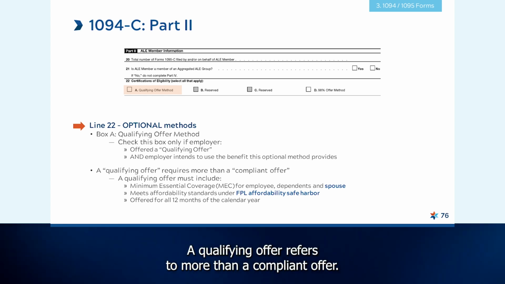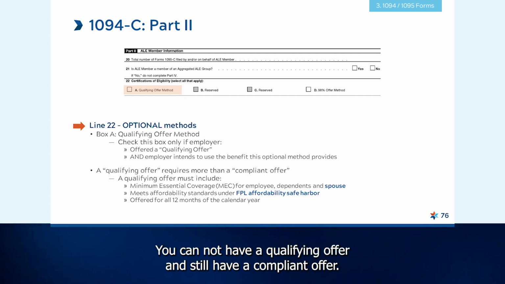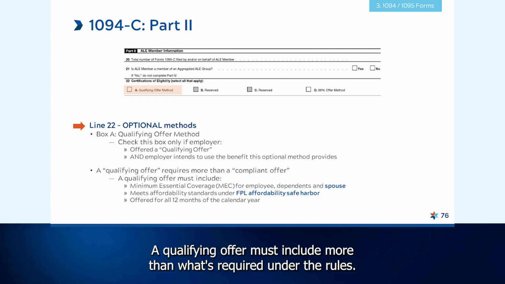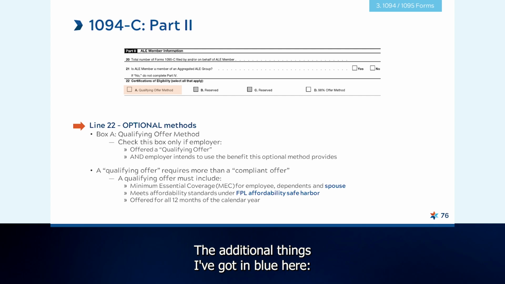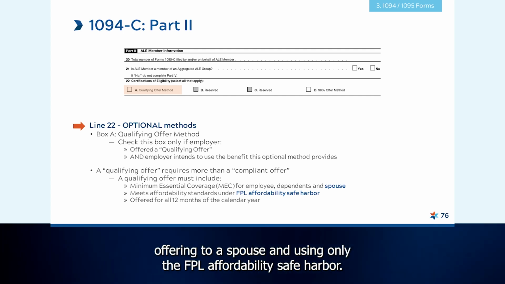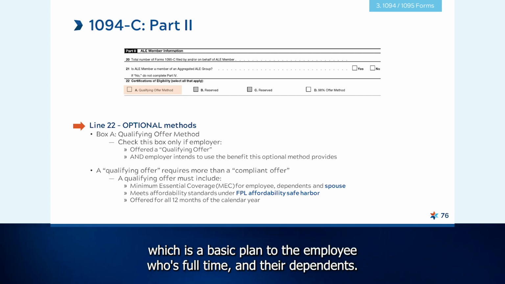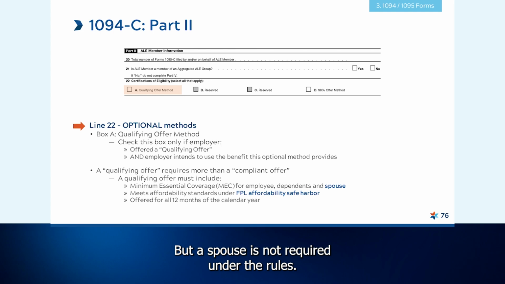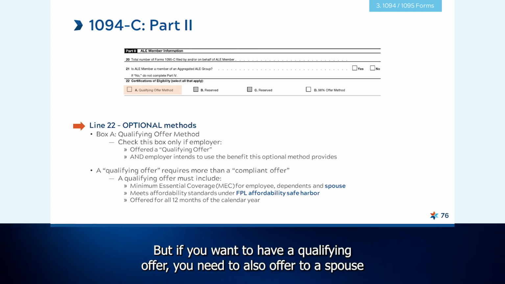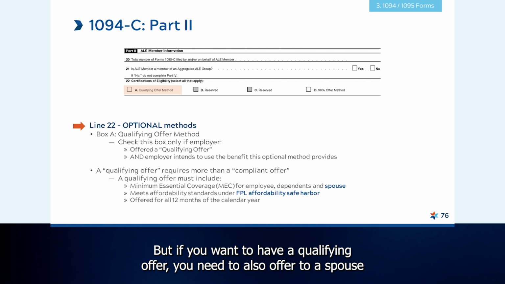A qualifying offer refers to more than a compliant offer. You cannot have a qualifying offer without also having a compliant offer. A qualifying offer must include more than what's required under the rules. The additional things I've got in blue here: offering to a spouse and using only the FPL affordability safe harbor. That's the change. Normally, you need to offer minimum essential coverage, which is a basic plan, to the employee who's full-time and their dependents, but a spouse is not required under the rules. But if you want to have a qualifying offer, you need to also offer to a spouse.